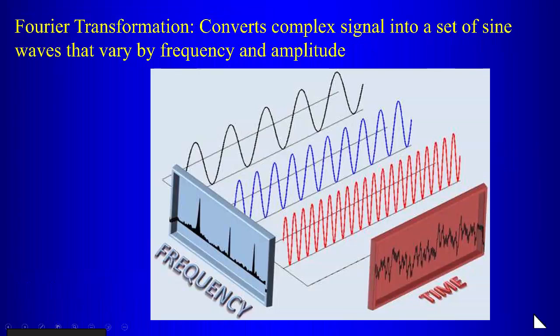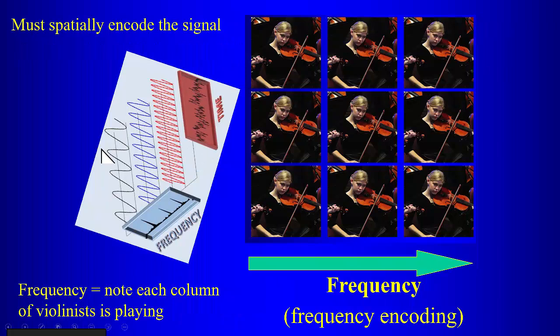And you can take the complex signal and break it down into a series of sine waves. If we can get spatial information in here, that will determine the amplitude of each of the pixels in our imaging slice. So that's Fourier transformation. How are we going to do that? Well, first we must be able to spatially encode the signal.